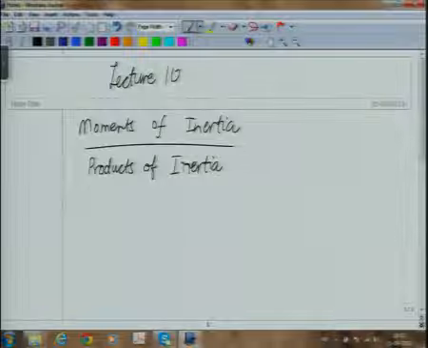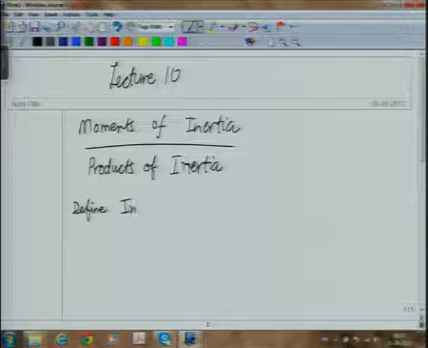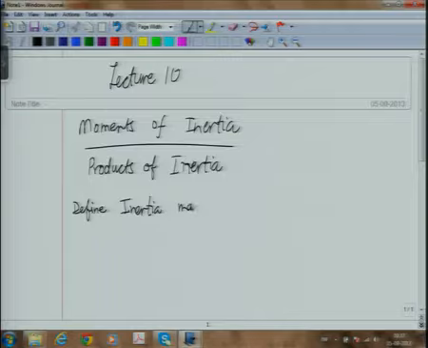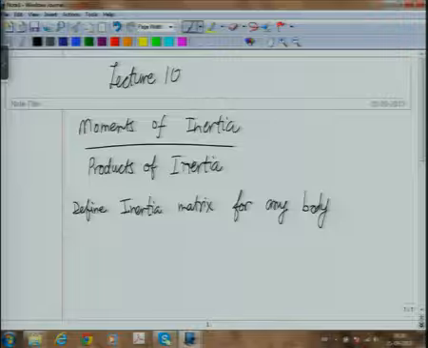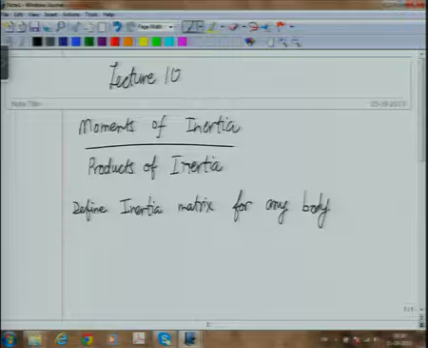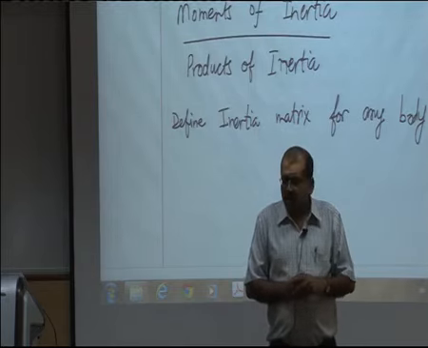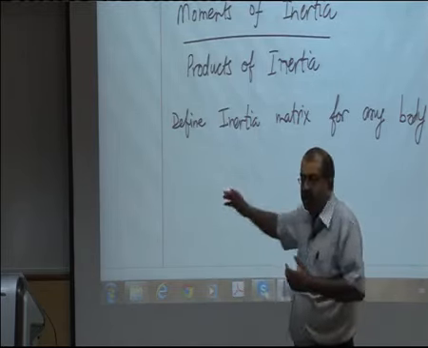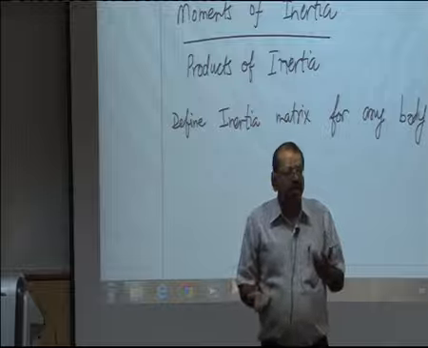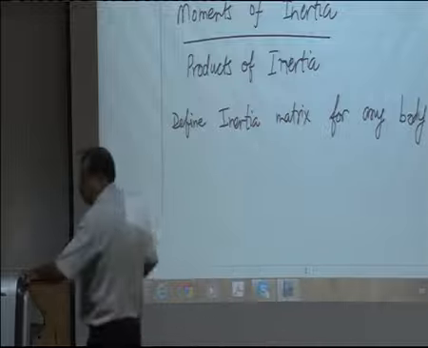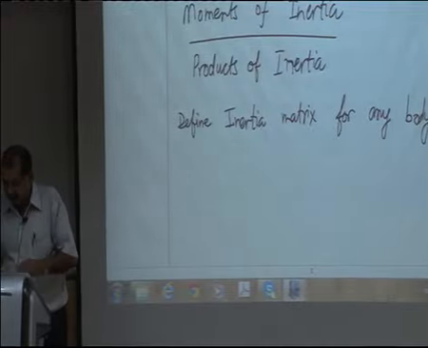So now we define, and I can term this as an inertia matrix for any body. Typically we use these for a rigid body, but this could be used for a deformable body also. The only thing is, if we use it for a deformable body, then these quantities will change, but if we use it for a rigid body, then they will not change, because of the way these definitions come. So let us have a look at these definitions.